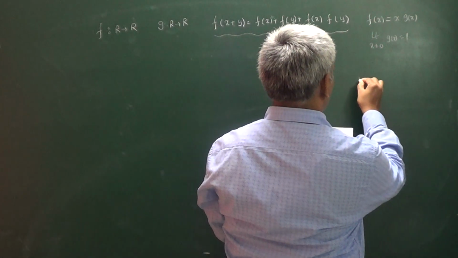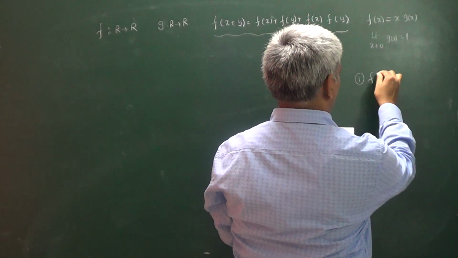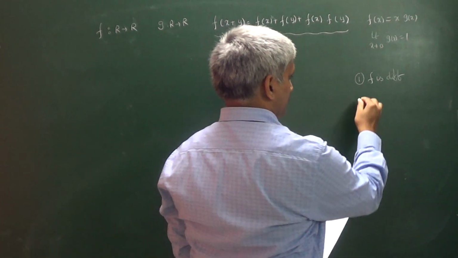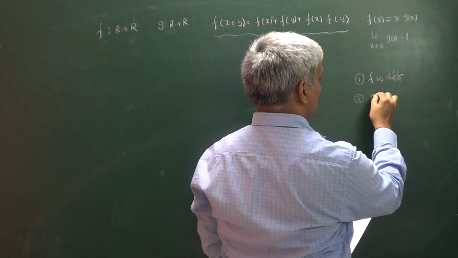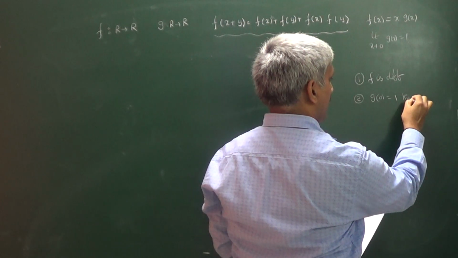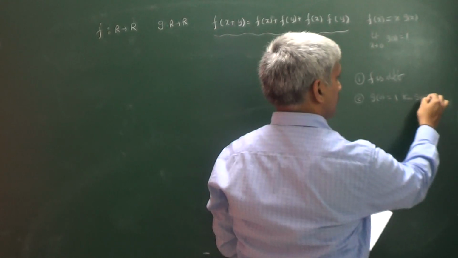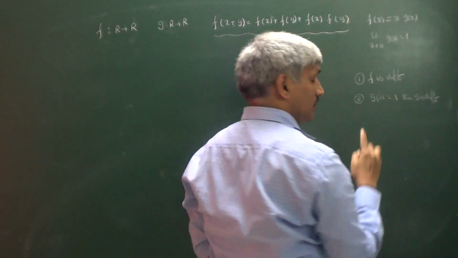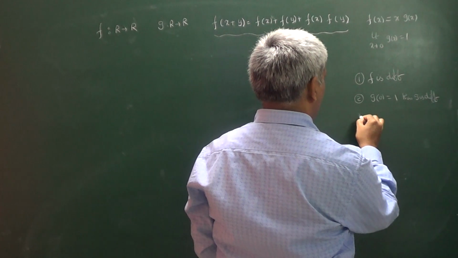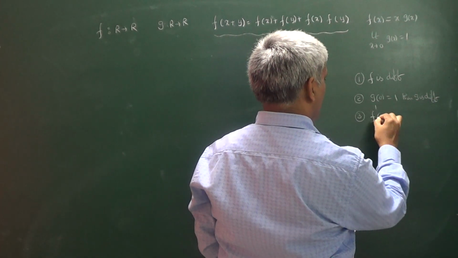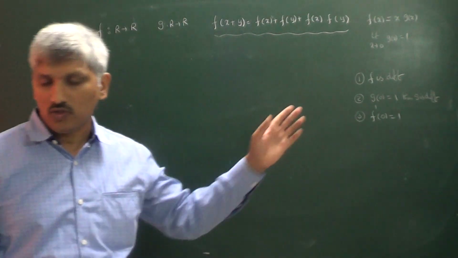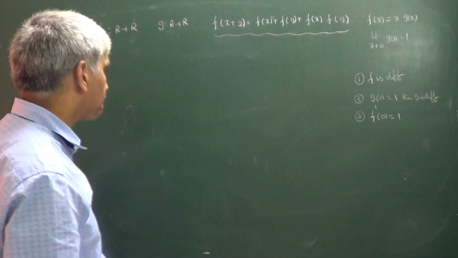The first option is given as: f is differentiable everywhere. And the second option is given as: if g of 0 is equal to 1, then g is differentiable. And the third option is given as f dash of 0 is equal to 1. Like that the options are given. Those are the options I have written on the board.